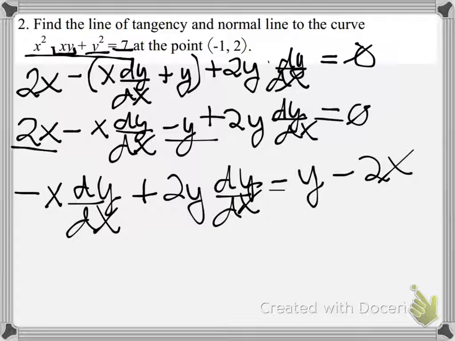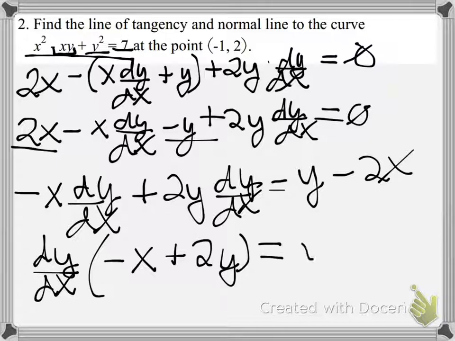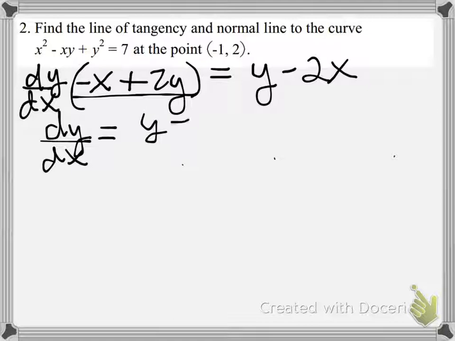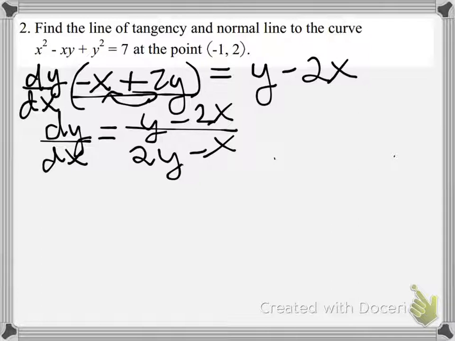My next step, of course, I want to factor out this dy/dx. That would leave me with negative x plus 2y equals y minus 2x. Okay, I'm just rewriting this so that I can have a little bit more room to finish. All right, so again, I'm going to get this dy/dx by itself, so I'm going to divide both sides by this to get rid of it. So I know that the derivative is going to be y minus 2x divided by, and I'm just going to switch these two positions to make it look a little bit more neat. I don't want to start any of my terms with a negative. So yay, we have found the derivative.